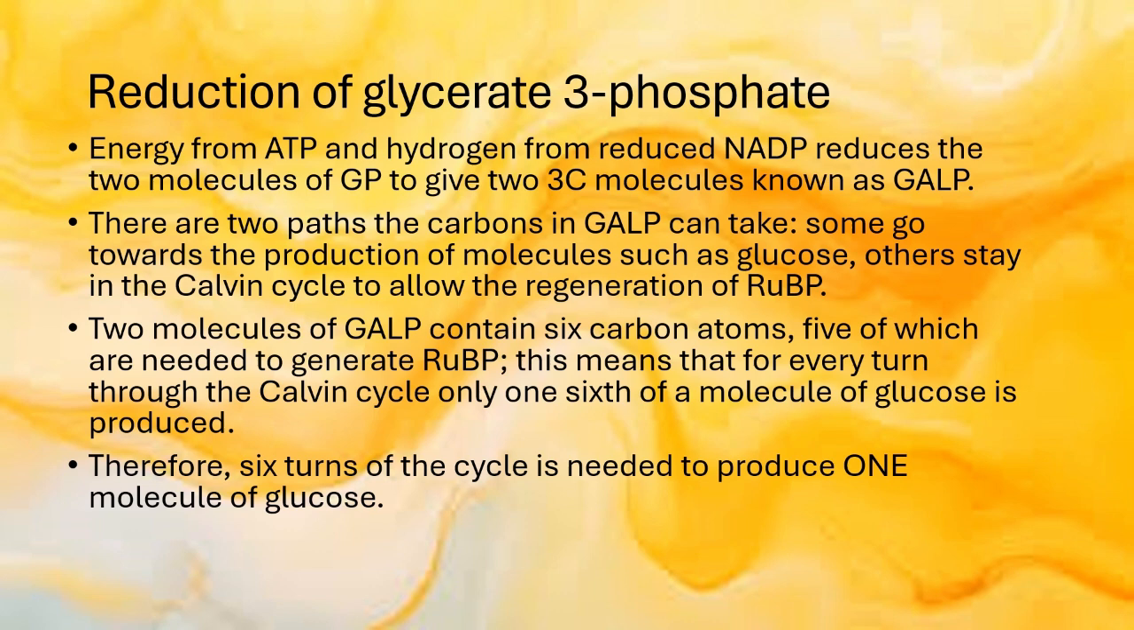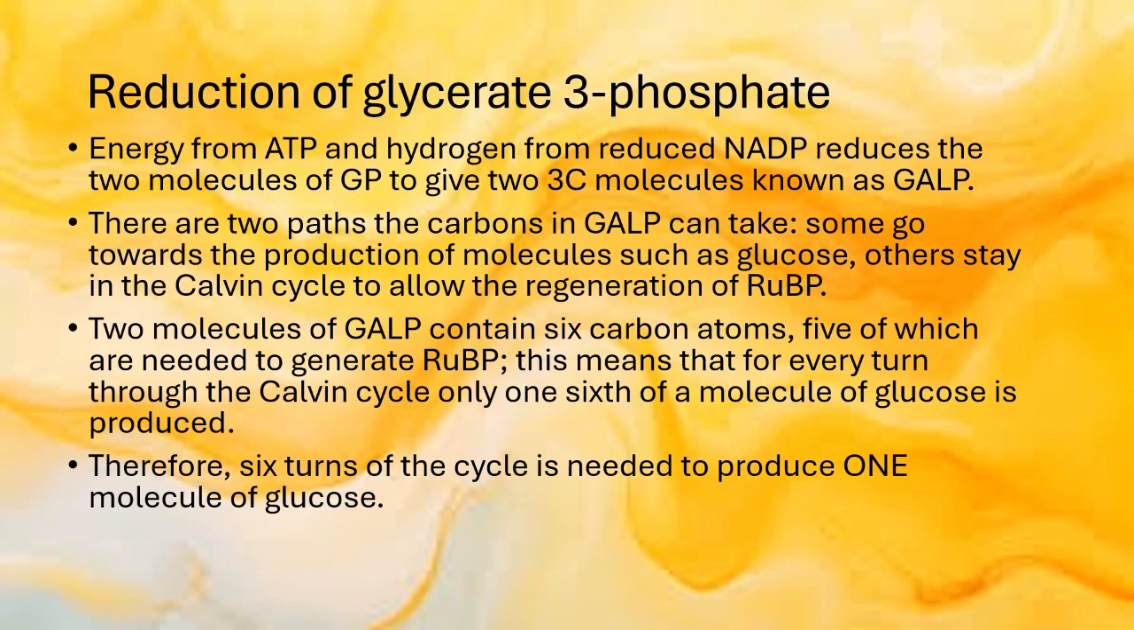So the 2 molecules of GALP contain 6 carbon atoms, 5 of which are needed to regenerate RuBP. This means that for every turn through the Calvin cycle, only 1/6 of a molecule of glucose is produced. Therefore, 6 turns of the cycle are needed to produce 1 molecule of glucose.